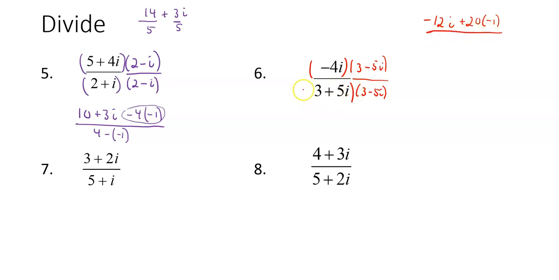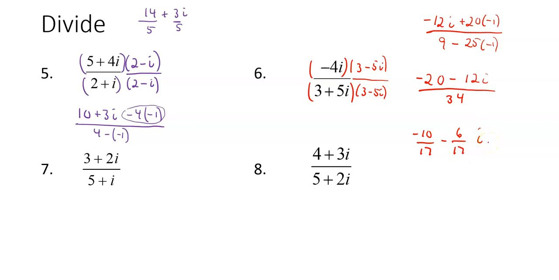Down the bottom, when I FOIL this, 3 times 3 is 9. Outside, insides go away. Minus 25 i squared is negative 1. So up on the top, I'm going to reverse my terms just to put them in the right order. So I get negative 20 minus 12i. Down the bottom, I get 9 plus 25, 34. When I go to separate these, I can knock a 2 out of top and bottom, so I get negative 10 over 17 minus 6 over 17i.